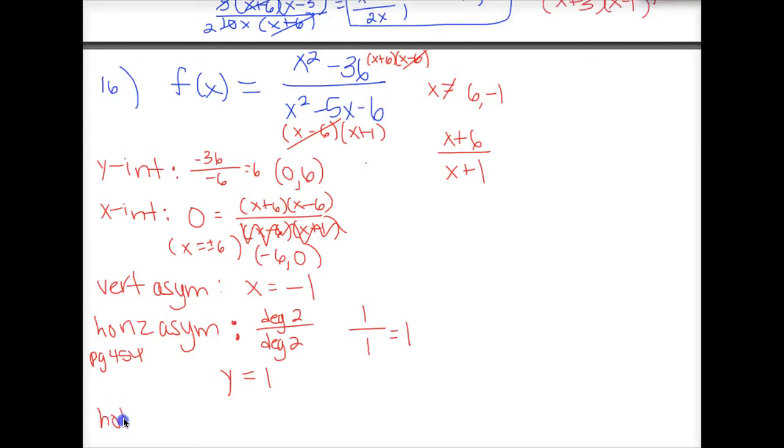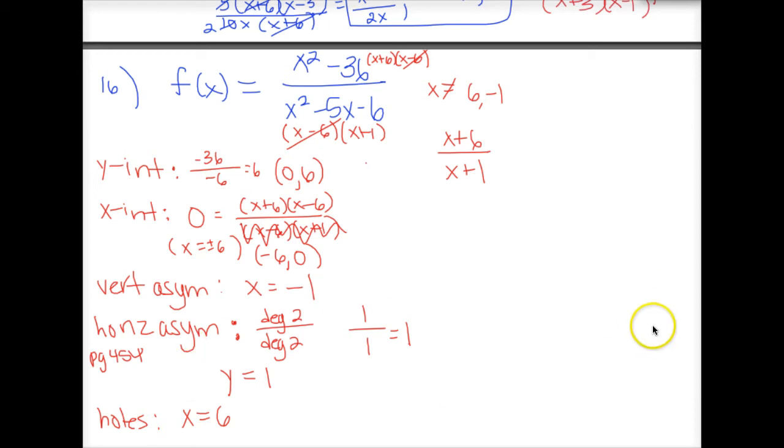And holes you find by finding what would make the original denominator 0 that is not a vertical asymptote. So basically, what canceled? If I look at this, what canceled was x minus 6. So that means that 6 is where my hole is. So there's a hole at x equals 6 in my graph. All of that you should be able to do without a calculator. Any of these types of questions could be on the non-calculator part.